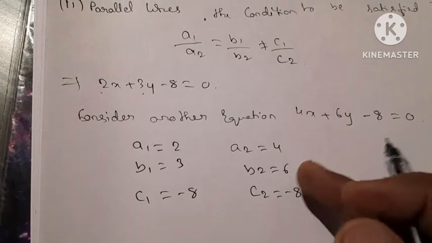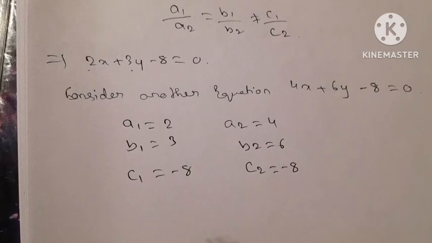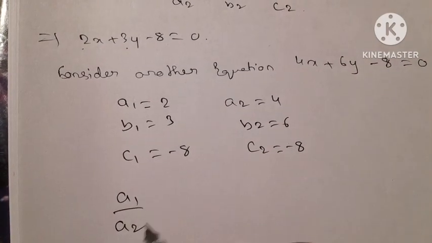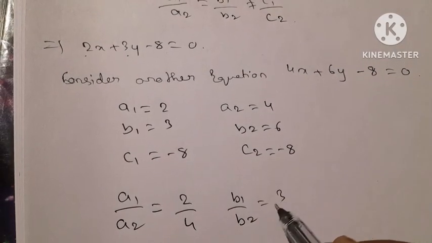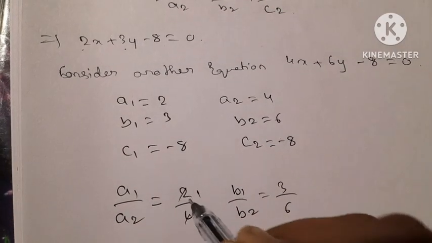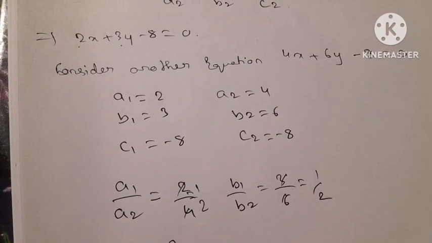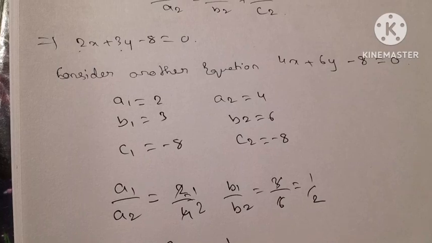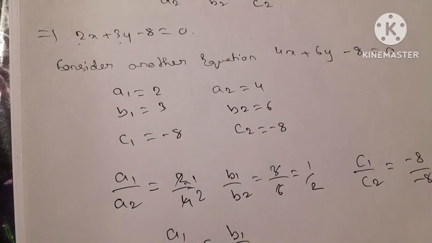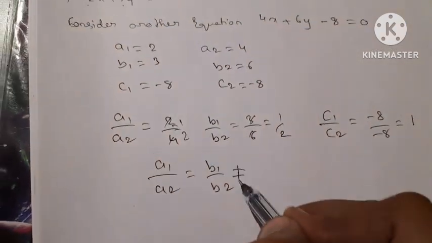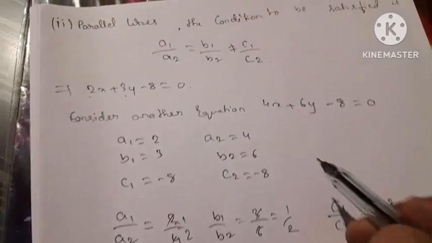I'm skipping how you take this because you have already learned it in the previous questions. Now a1 by a2 is equal to 2 by 4, and b1 by b2 is equal to 3 by 6. This will be 1 by 2, and this will also be 1 by 2. So we know that a1 by a2 is equal to b1 by b2. Now c1 by c2 is equal to minus 8 by minus 8, which is equal to 1, which is not equal to a1 by a2. So this equation can be considered here.